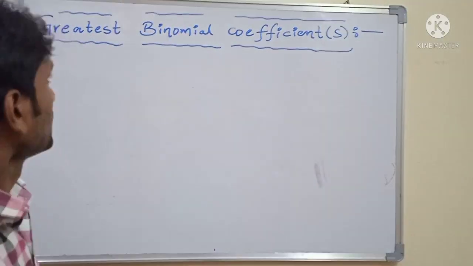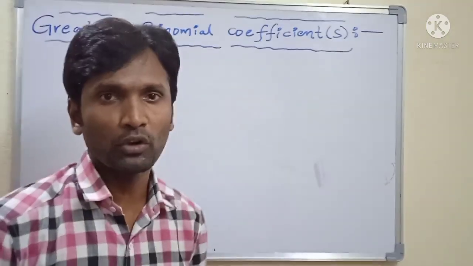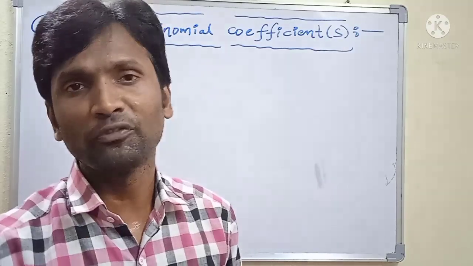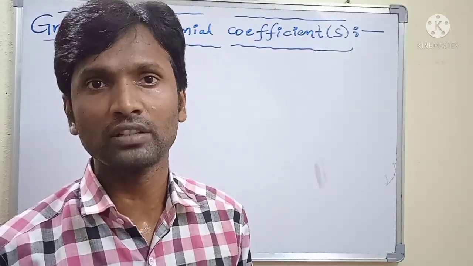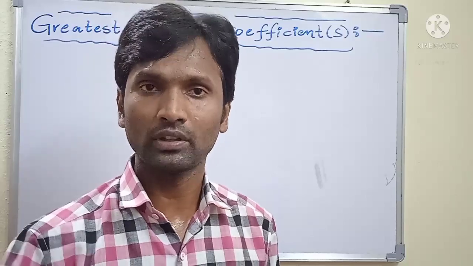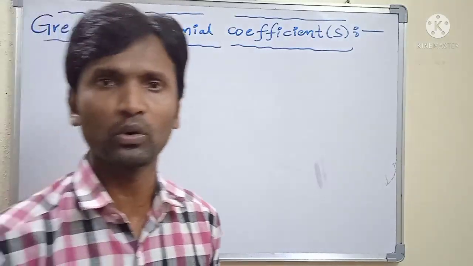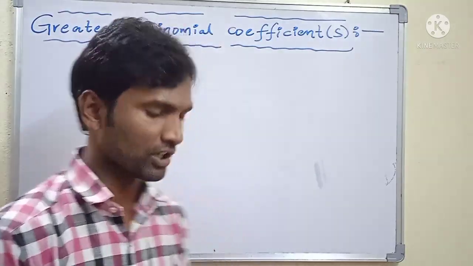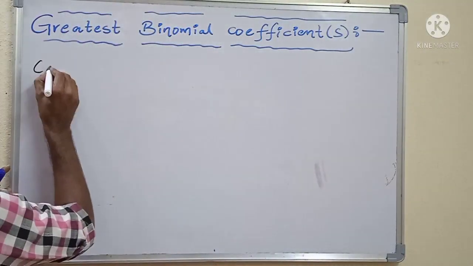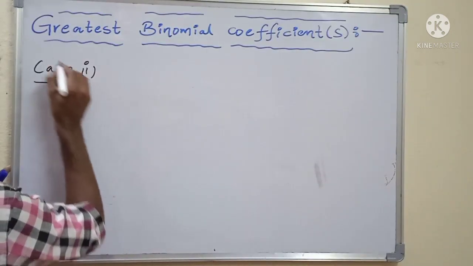Now come to the final concept of greatest binomial coefficients. Under the concept of greatest binomial coefficients, the cases are classified into two types. There are two cases to identify the greatest binomial coefficient of the given expansion. See the first case. Case 1.